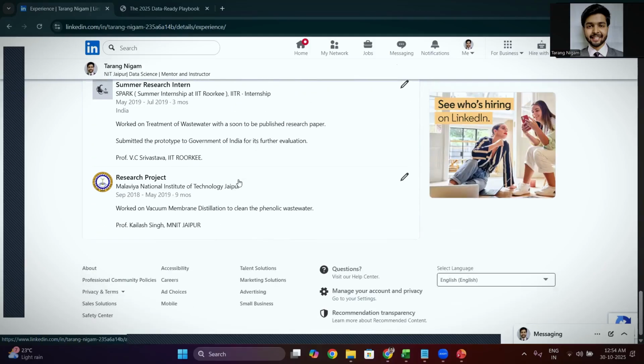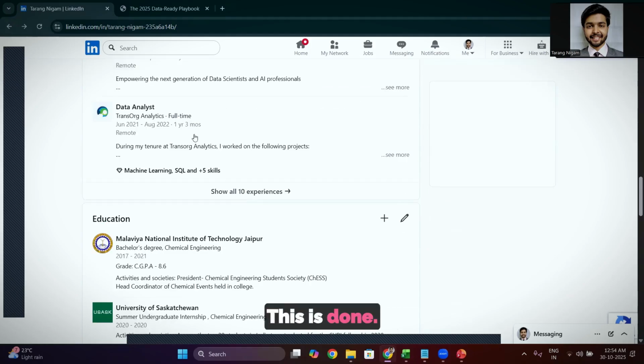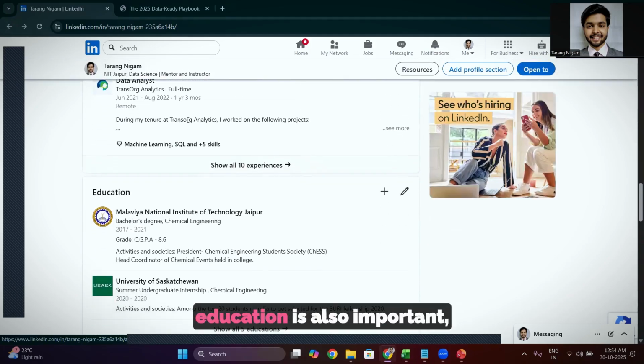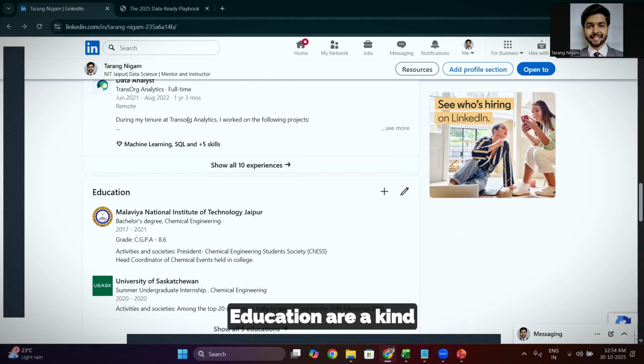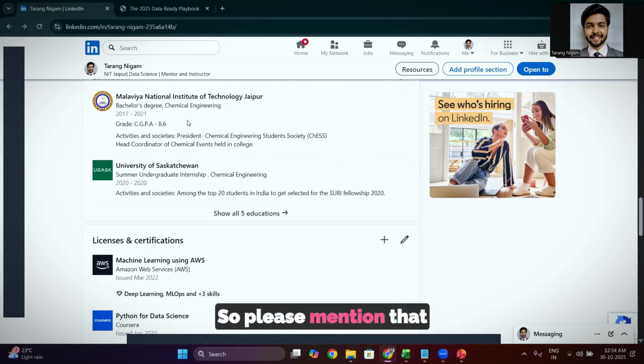Then comes the part of education. Now, education is also important, which I see people tend to ignore. Education is a kind of credibility that shows your profile is authentic and can be trusted. So please mention the complete education of your internships, of your schooling, of your college, if any, and if you hold any certification or any recognition, please mention that explicitly so that the reviewer understands that you are a talented guy. Okay, so please mention that as well.